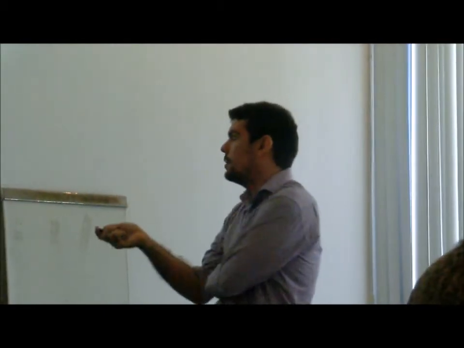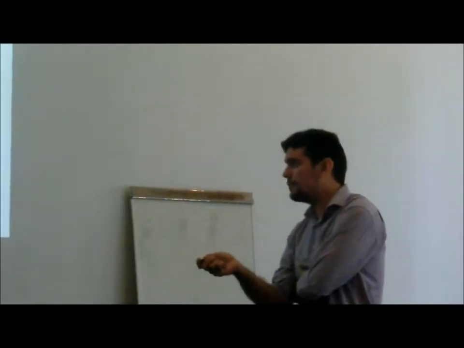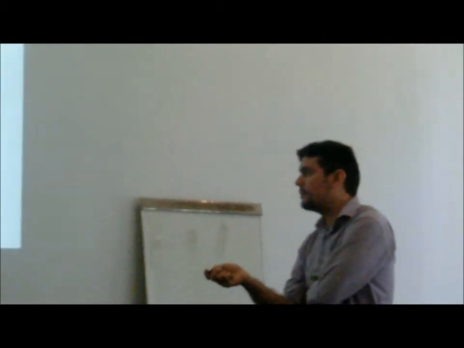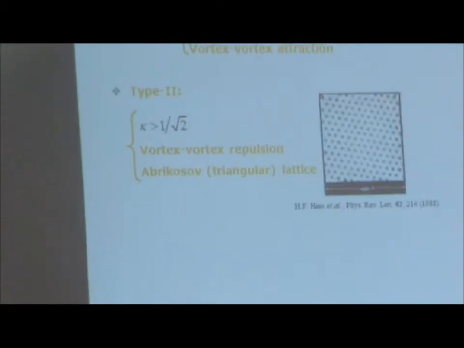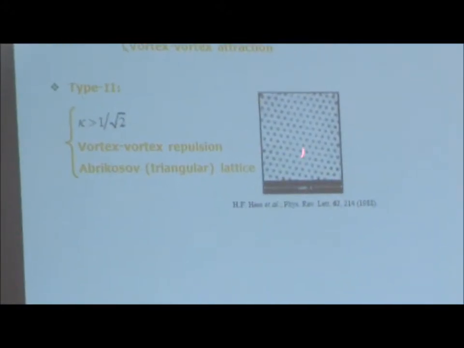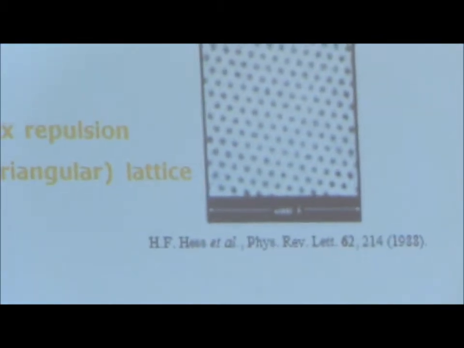For type 2, you will have a repulsion between vortices. And because of that, you have this triangular lattice of vortices. And this was very well known in the past. Many people saw that in experiments. For example, there's this one from 88. There you see a very nice triangular lattice here. And this other one also in 2003 from this group.